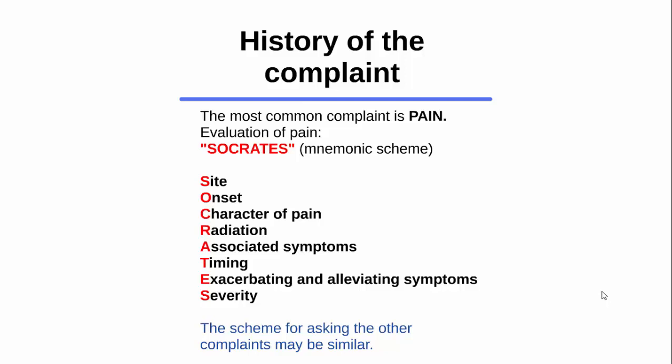This scheme can also be used while asking about other complaints. Maybe not the strict scheme, but some of this acronym scheme you can use. For example, if the patient has a runny nose, you will not ask about site, but you will ask about onset, characteristic of the nasal discharge, then radiation is not relevant, but associated symptoms may be appropriate, timing, exacerbation and elevation, and also severity of the symptom. Use the Socrates scheme and you will never be lost in the algorithm of questioning of pain.